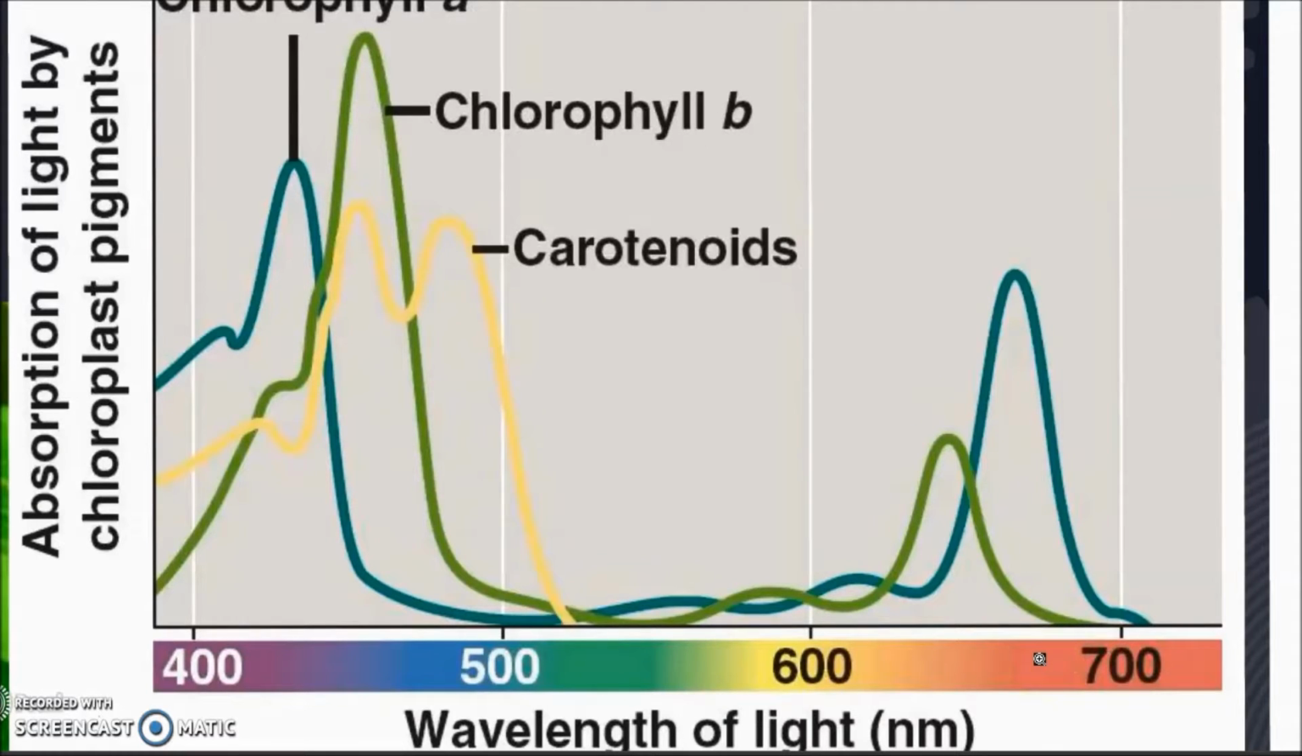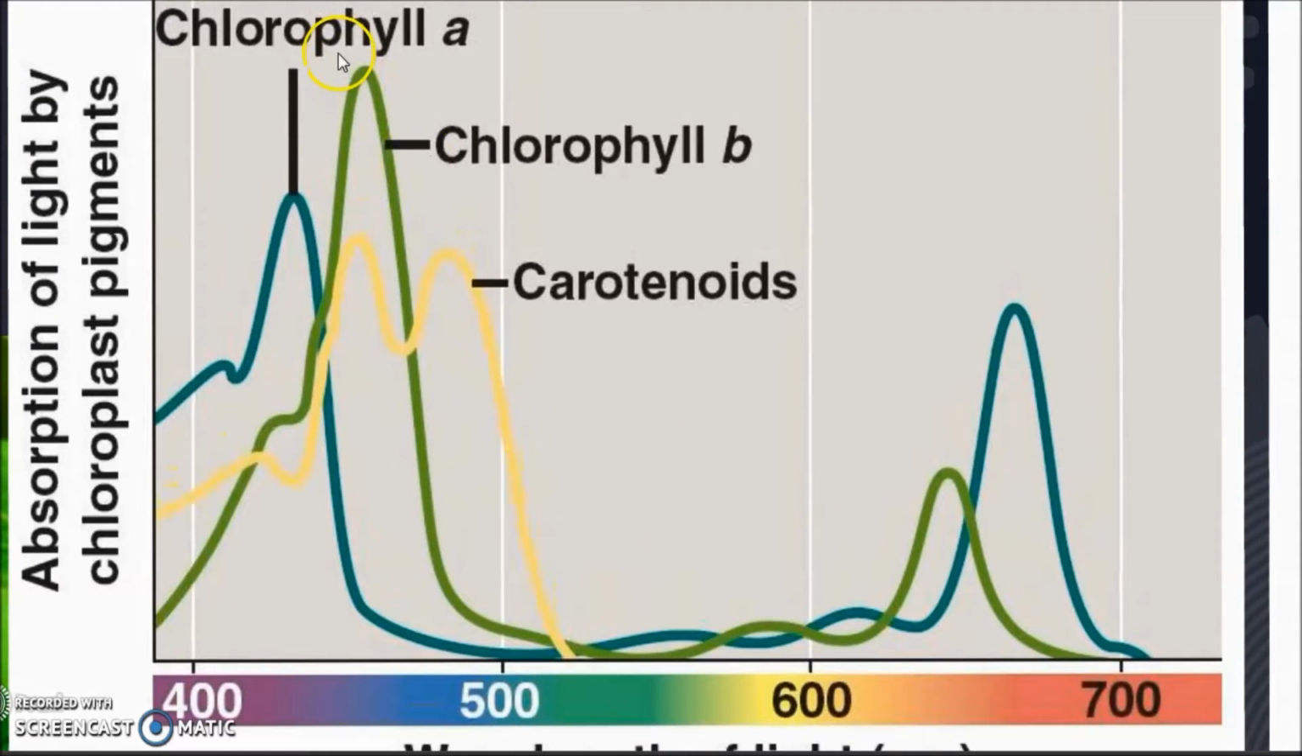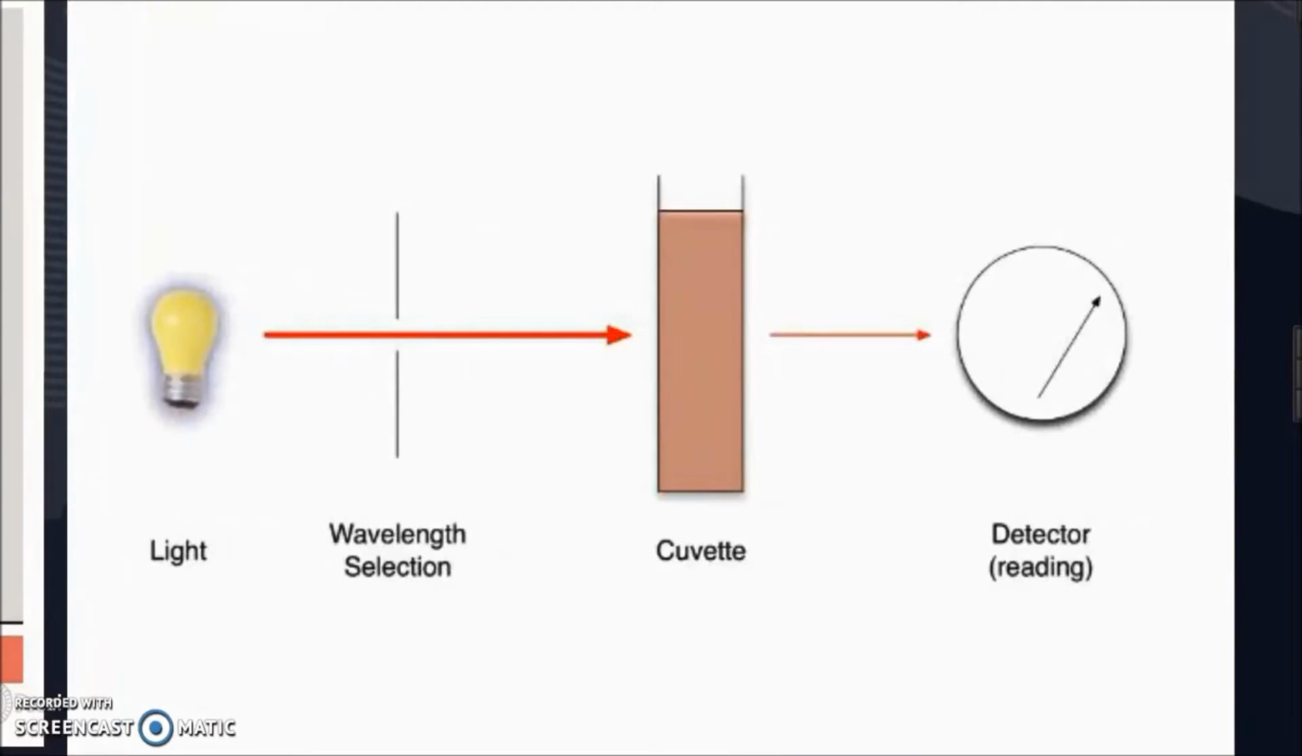The measurement you're going to be taking at lunch today is at 660 nanometer, which is right here. This is the peak absorption rate for chlorophyll A, all right? And this is why you're taking a measurement at 660 nanometer. It is because it is the peak absorption of one of the pigments.